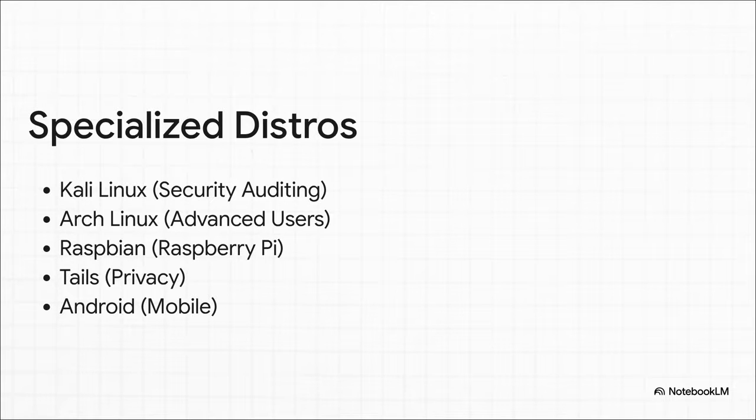Now, on the other side of the coin, you have the specialists. Here, it's all about the mission. Kali Linux, that's the go-to for cybersecurity pros doing penetration testing. Arch Linux is for the power users, the people who want to build their entire system from scratch. Raspbian is built specifically for that tiny little Raspberry Pi computer, and yep, believe it or not, the Android on your phone is a specialized Linux distribution too, tailored just for mobile devices.